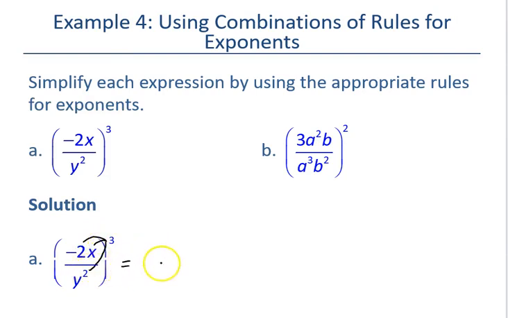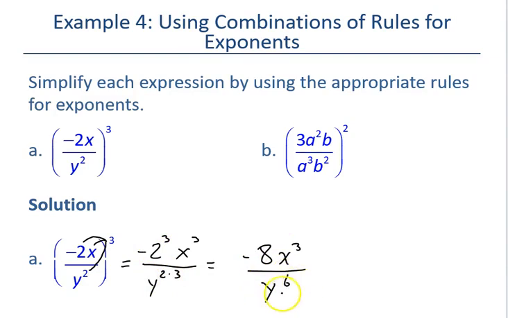If we rewrite this, it's going to look like this: negative 2 to the power of 3, x to the power of 3, and then notice here on the bottom we have y to the 2 times 3. If we start evaluating this, notice this negative 2 cubed is going to turn into a negative 8, and we can keep the x cubed, and then here we've got 2 times 3. So that's going to give us y to the 6, and you're completely done at this point, because notice there's no more simplification that could happen.